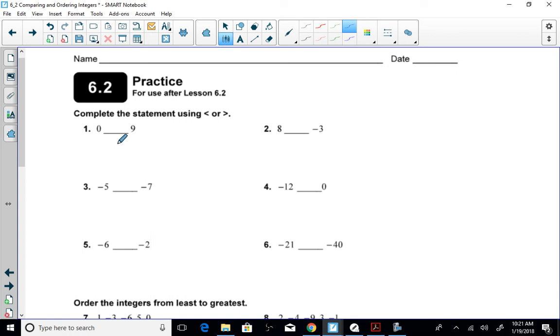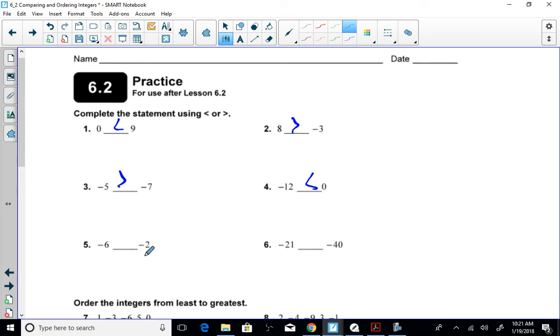So let's start with problem number 1. 0 and 9. I'm comparing and ordering these integers. 0 is to the left of 9 on the number line. Problem 2. 8 is to the right of -3 on the number line. It's going to be greater than. -5 and -7. -5 is to the right of -7 on the number line. That means it's going to be greater than. -12 is to the left of 0. So that's going to be less than.